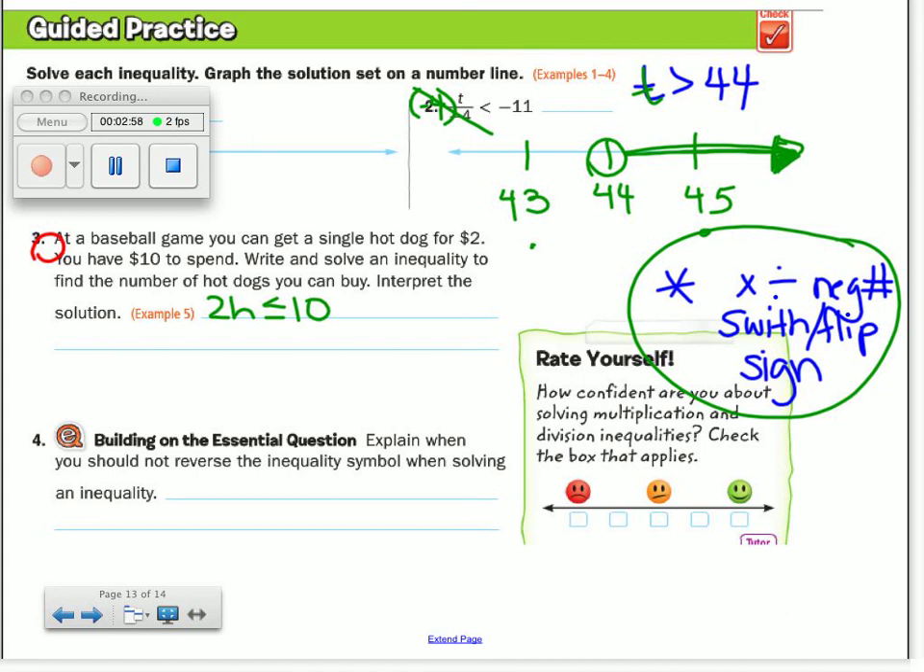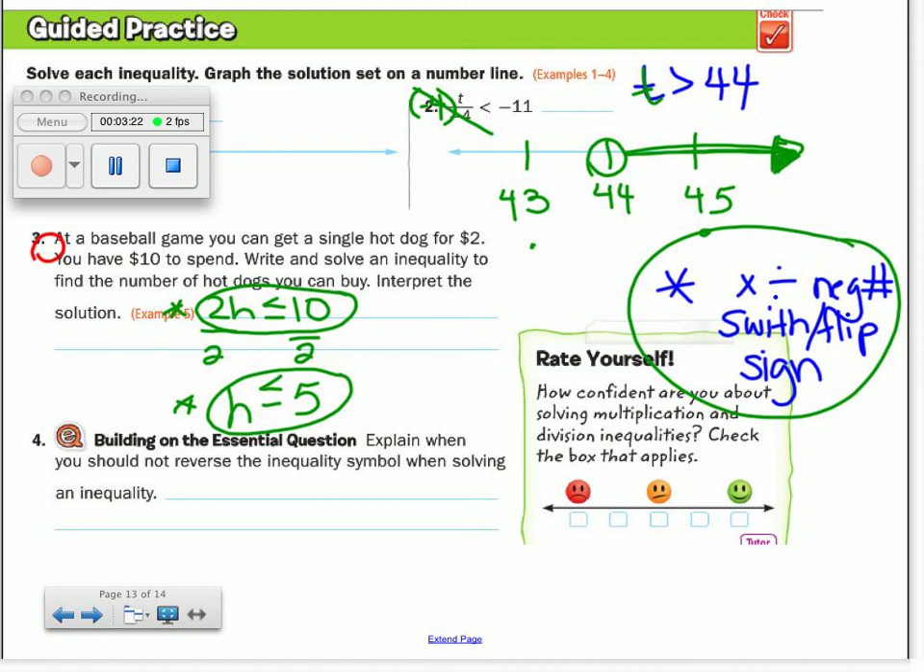Once you solve that, what does H represent? What would that be? The number of hot dogs you can buy. Yeah, so if I solve for H, I would divide by 2, cancel. H is less than or equal to 5. So this is a second point. So here's 1 point. Here's a second point. And then she said a good idea.